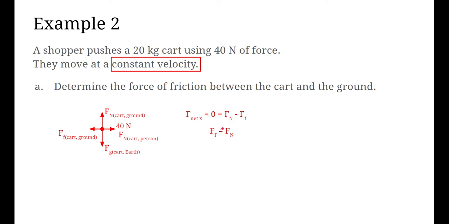Another way to write this is that the friction force is equal to the normal force, and that's by adding friction force to both sides. So because we know that the friction force is equal to the normal force, and the normal force is 40 newtons, we can then say with confidence that the friction force must be the same size. It has to be 40 newtons to the left to balance out the 40 newtons to the right provided by the person. And so this is the answer to part A.